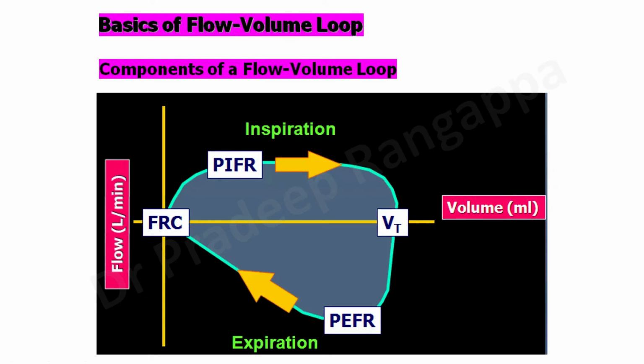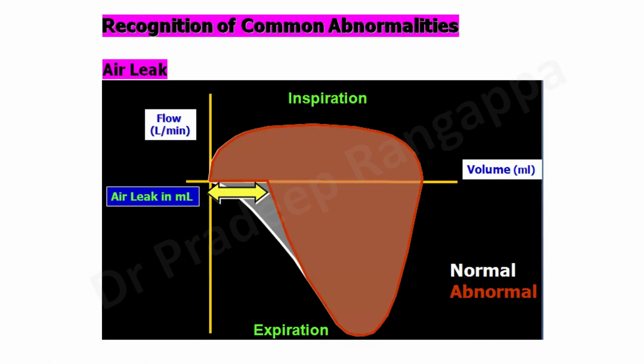So how will it look in flow volume loop? In flow volume loop, I'm sure many of you, when you press the loop button in the ventilator, would see an inspiration phase and then there is an expiratory phase. In the flow volume loop, this is the peak inspiratory flow rate and this is the peak expiratory flow rate.